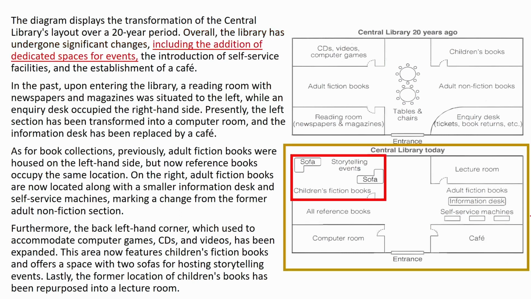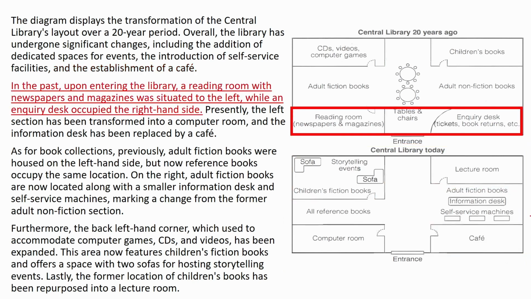The first part, including the addition of dedicated spaces for events. Next, the adult fiction part, the introduction of self-service facilities, and the last part, the cafe, and the establishment of a cafe. Now I need to get to the details and start from the front of the library, then the middle, and the last part. Let's get to the front part.